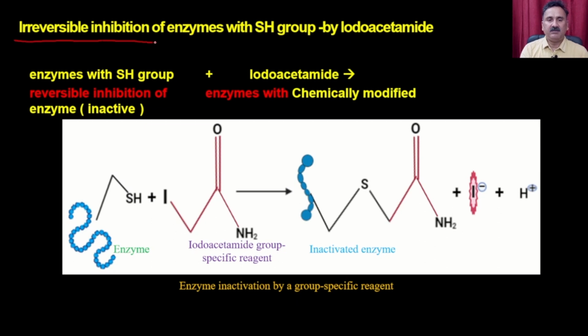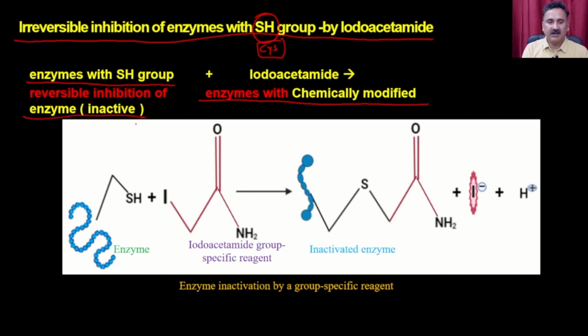So irreversible inhibition of the enzyme with the SH group. This is another example where iodoacetamide can be used, and iodoacetamide is going to block the enzyme which has the SH group, which means it is going to block the enzyme where you have a functionally active cysteine. So enzymes with an SH group, such as cysteine, when they interact with iodoacetamide, get chemically modified, and that's how the enzyme is converted into an inactive enzyme.